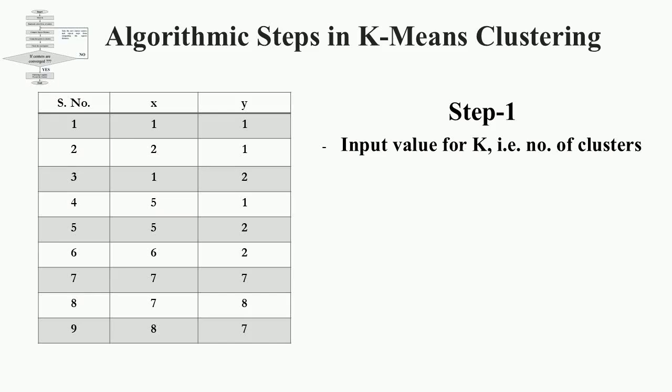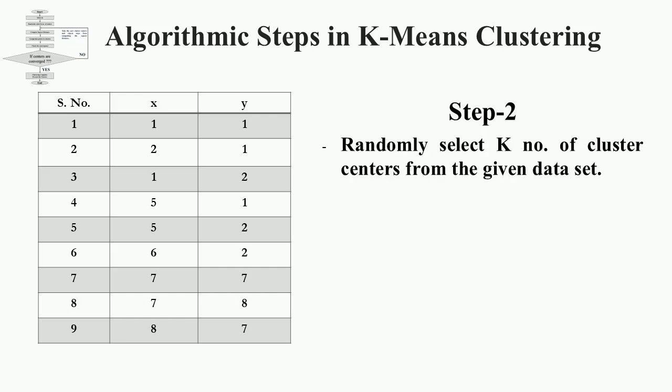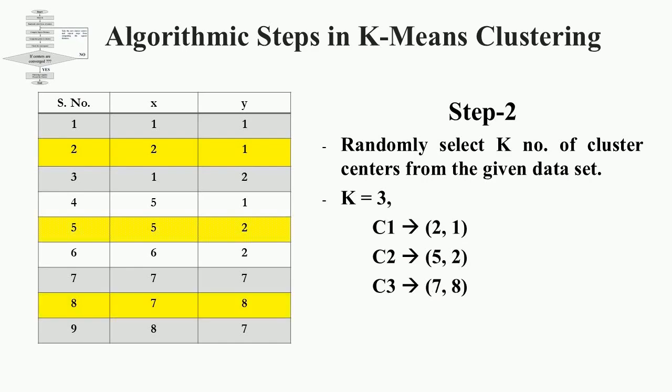Step number 1, take the value of K as number of clusters as an input to the algorithm. K should be greater than 1. Let's say K is 3 here in this example. Step number 2. Randomly select any K number of cluster centers. As K is 3 here, take any 3 sets of X and Y as initial cluster centers. Say, cluster 1 is C1 as 2 and 1, cluster 2 is C2 as 5 and 2, and cluster 3 is C3 as 7 and 8.